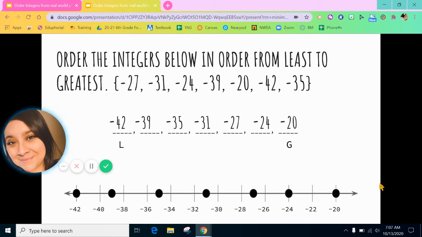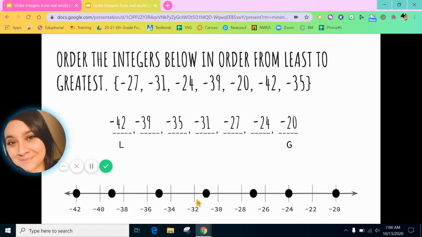0 would be over here somewhere to the right of -20. And then I skip counted by 2 because I noticed I had -42 and then -20. So I just had to have a number line that ranged from there. So -27, if I were to plot this number right here, remember 27 falls between 26 and 28, so it would be here in the middle.